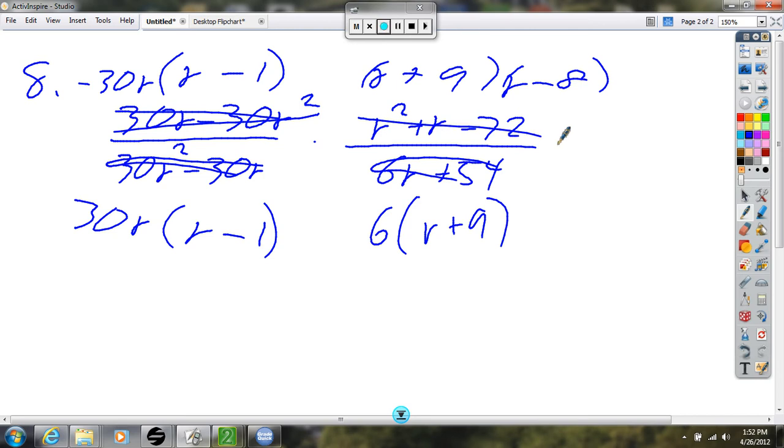Now everything is factored, right? Now I'll go ahead and cancel. I've got R minus 1, R minus 1, R plus 9, R plus 9, 30R, 30R. So what do I have left on top? The negative, R minus 8, and the 6. And on the bottom, all I have is a 6, so nothing else cancels. So we end up with a negative R minus 8 over 6.